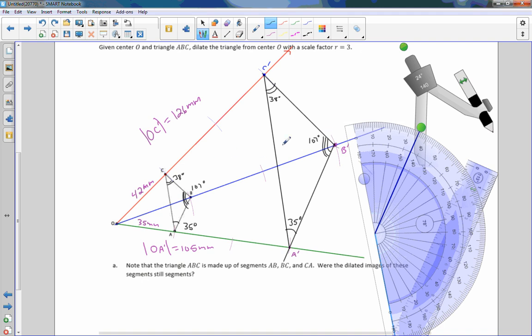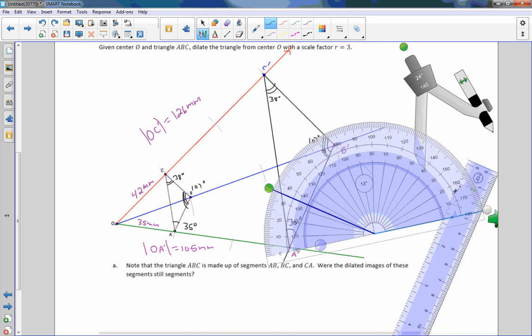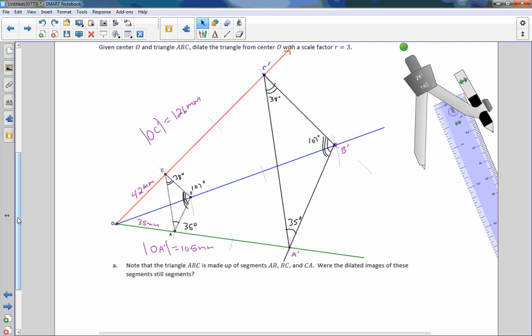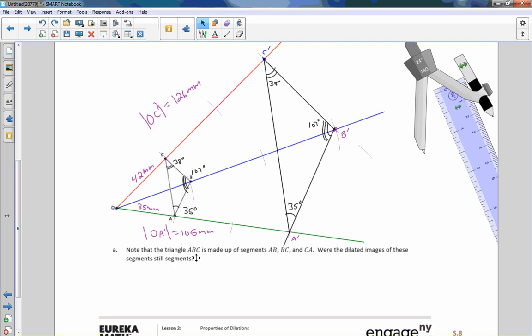So what I'm proving here by doing this is the angle measures are preserved under dilations. But the length of side AC is definitely not preserved. It is now longer. Okay. So now A says, note that the triangle ABC is made up of segments AB, BC, and CA. Were the dilated images of these segments still segments? And the answer is yes, but they were longer.